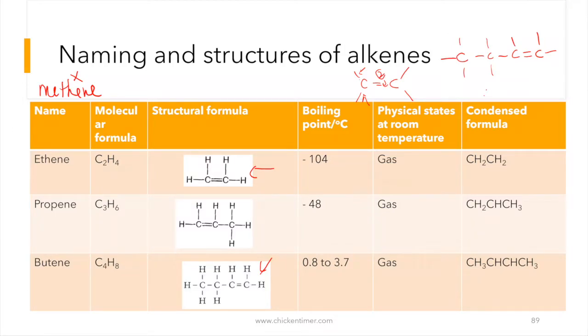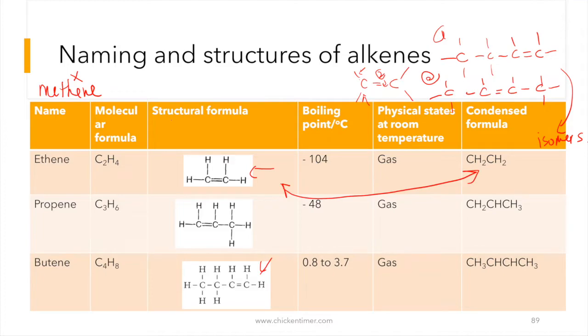So this one and this one is also called butene, but the double bond is found in a different location. So there's 1, 2. There's a special name for these two. That means they are called isomers, and isomers are not in your syllabus. Then you see that the boiling point would increase when the number of carbon increases. The explanation for that is exactly the same as the explanation for that physical property trend in alkanes.